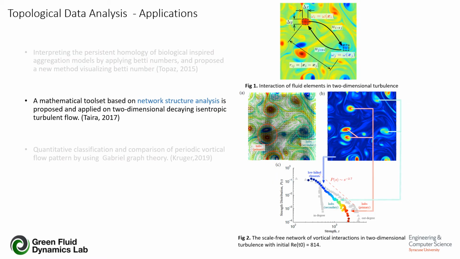In Taylor's work, they proposed a mathematical toolset based on network structure analysis and applied it to two-dimensional decaying isentropic turbulence flow. So in figure 1 here, it shows how the stress of the vortical interaction between the elements i and j is quantified through the vortices and the induced velocity, respectively. And in figure 2, it shows the results of the scale-free network of the vortical interaction in two-dimensional turbulence.